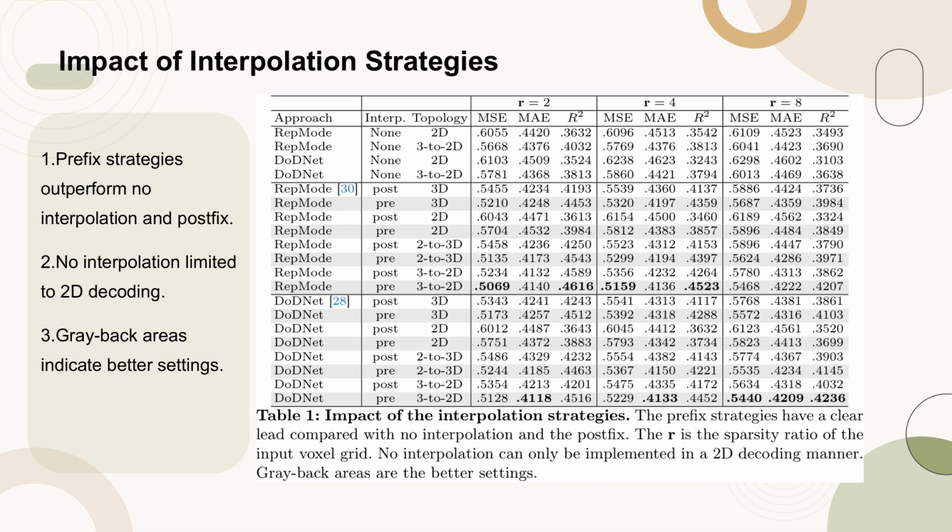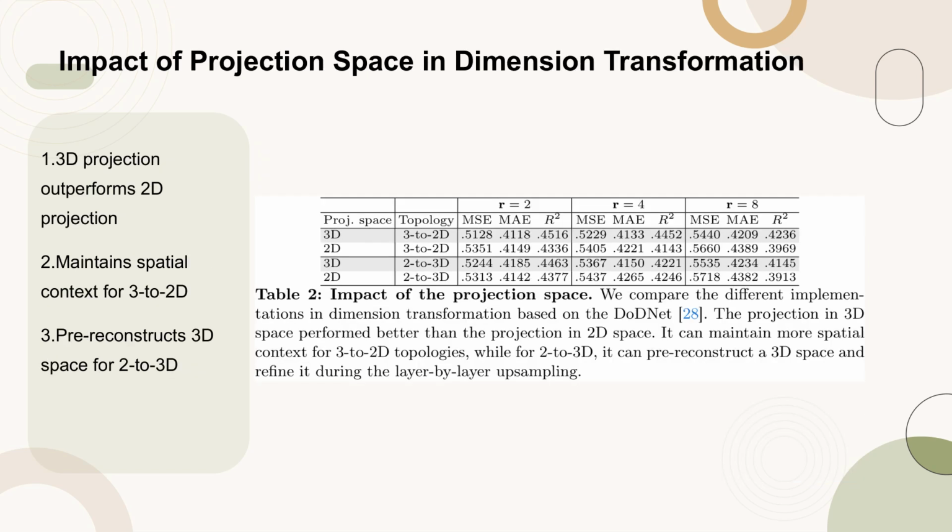Table 2 examines the impact of projection space and dimension transformation, comparing 3D and 2D implementations based on DuDNet 28. The study reveals that 3D projection significantly outperforms 2D projection, as it better maintains spatial context for 3 to 2D topologies. Additionally, for 2 to 3D transformations, 3D projection allows for the pre-reconstruction of a 3D space, which is then refined during layer-by-layer upsampling. This approach demonstrates superior performance in preserving spatial integrity and refining complex structures.